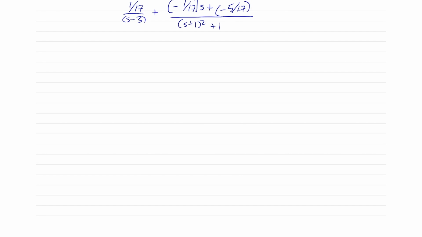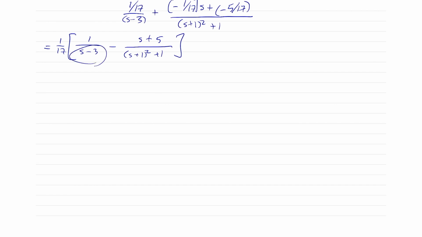All right, so what we're trying to do is figure out what the inverse Laplace transform of this is, and let's clean this up a little bit. I can actually factor out a 1 over 17 out of everything. That leaves me with 1 over s minus 3 plus negative s minus 5 over s plus 1 squared plus 1. And let's clean this up a little bit. Instead of saying negatives there, let's factor it out. So s plus 5. There you go. So now what are we doing?